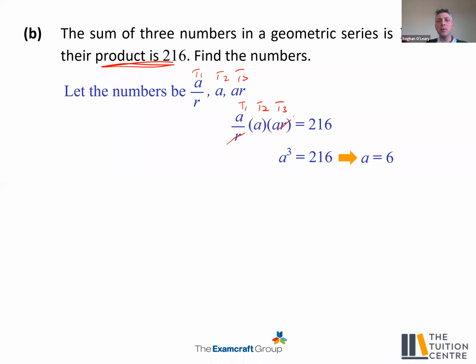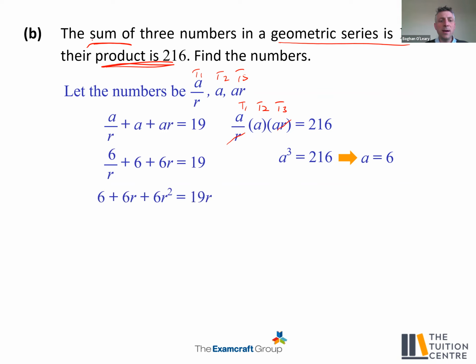Knowing that, and using our last bit of information, that the sum of the geometric series, the three terms, is 19, well, we can say that's a over r plus a plus a times r is equal to 19. I put in my 6 for my a. 6 over r plus 6 plus 6r is equal to 19. Multiply everything by the r, so you get 6 plus 6r plus 6r squared is equal to 19r. Bring everything to one side: 6r squared minus 13r plus 6 is equal to 0.